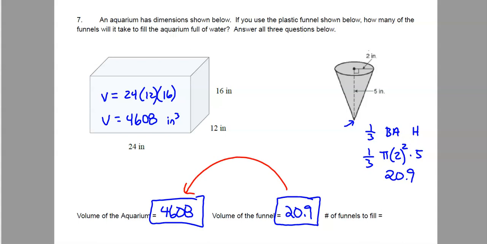So it's a division problem. You actually divide the bigger number by the smaller number. And I think we come out somewhere in the neighborhood of 220, 221. A lot of it depends on if you use pi or 3.14. But again, this was a drop down, so it shouldn't have been a big deal.